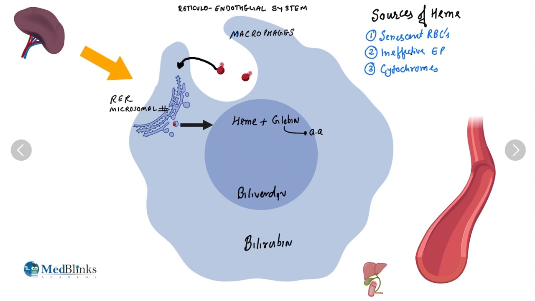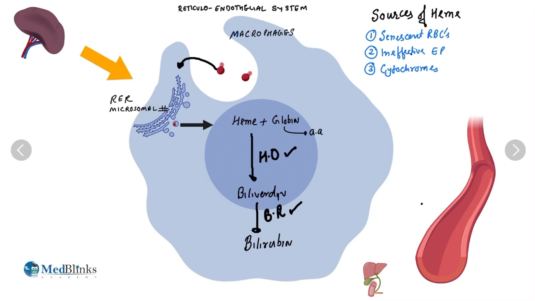This is a two-step reaction. In the first step, heme is converted into biliverdin with the help of an enzyme called heme oxygenase. Then biliverdin comes out of the microsomes and gets converted into bilirubin, and this happens with the help of an enzyme called biliverdin reductase. As the names suggest, heme oxygenase catalyzes an oxygenation reaction, and biliverdin reductase catalyzes a reduction reaction.